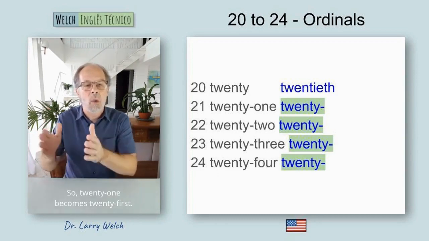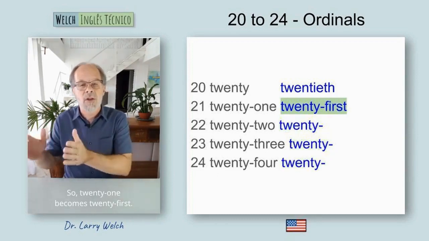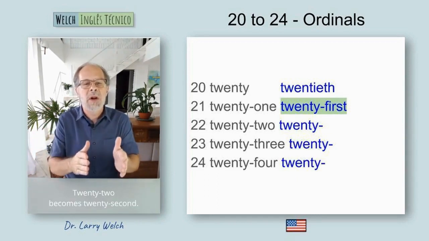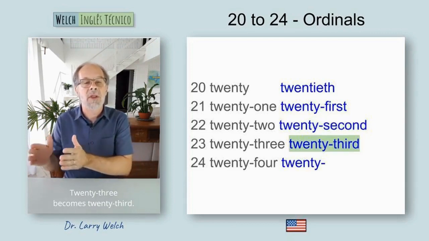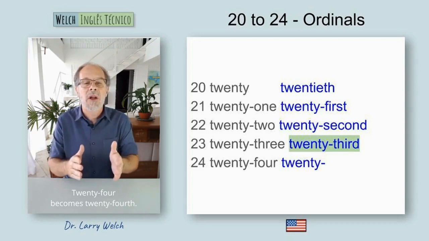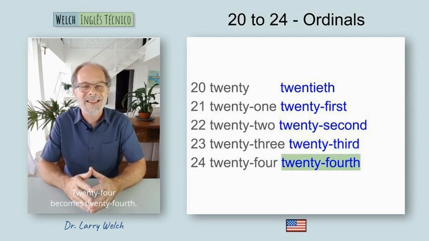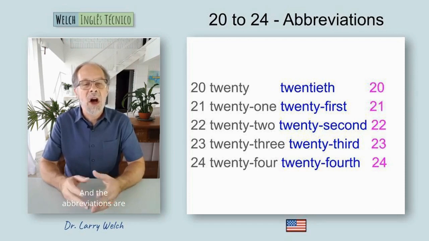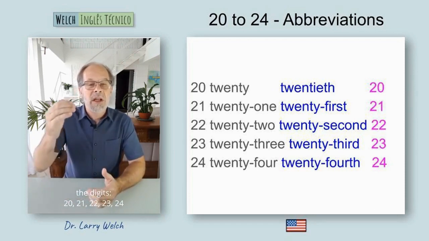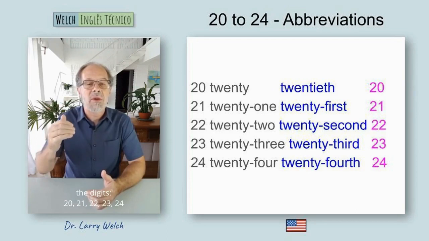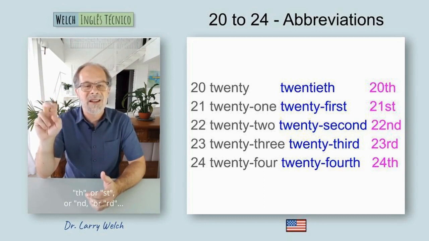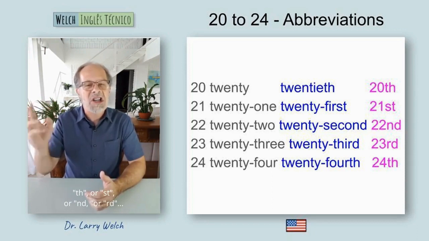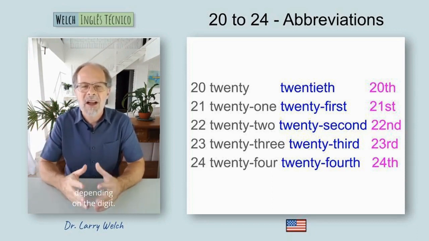So 21 becomes 21st. 22 becomes 22nd. 23 becomes 23rd. 24 becomes 24th. And the abbreviations are the digits 20, 21, 22, 23, 24 with two letters, TH or ST or ND or RD, depending on the digit.